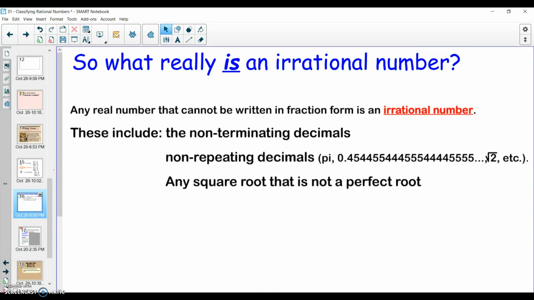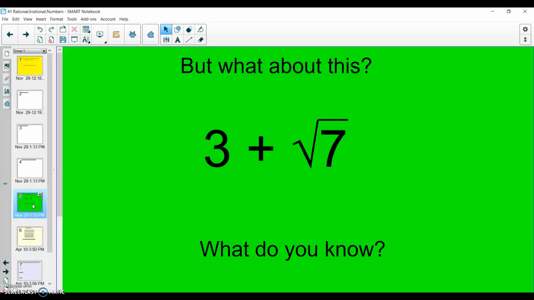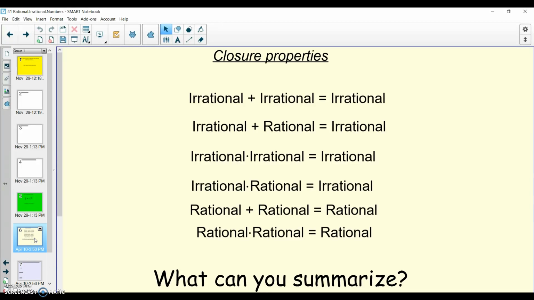So the other piece that students have to know is, let me jump down to here. What about when I have things like this? I can take a number by itself and figure out what it is, but I also have to know, what about if I have 3 plus the square root of 7? Is this going to be rational or irrational? You know that 3 is a rational number, but the square root of 7 is irrational. So if I take a rational and combine it with an irrational number, what's it going to turn out to be? Well, it turns out that's going to be irrational.